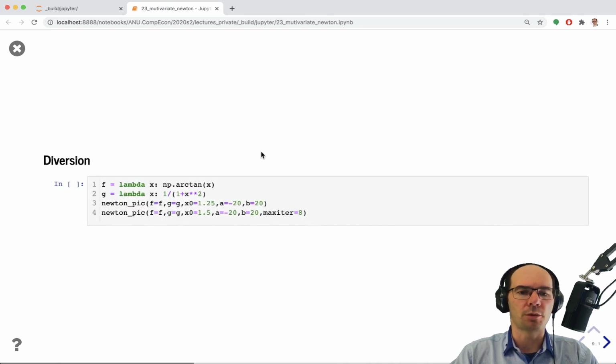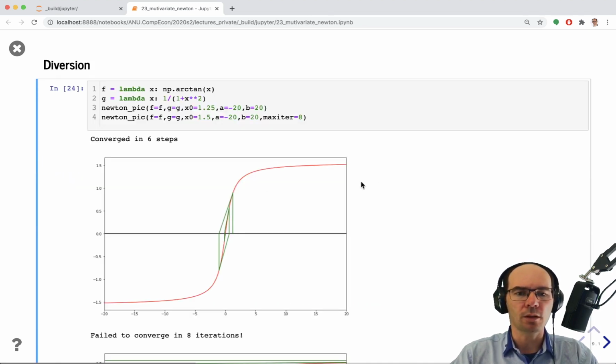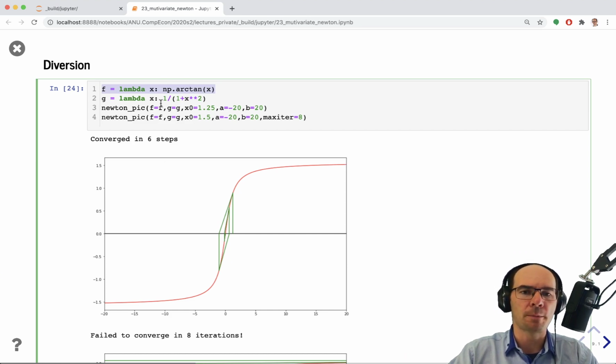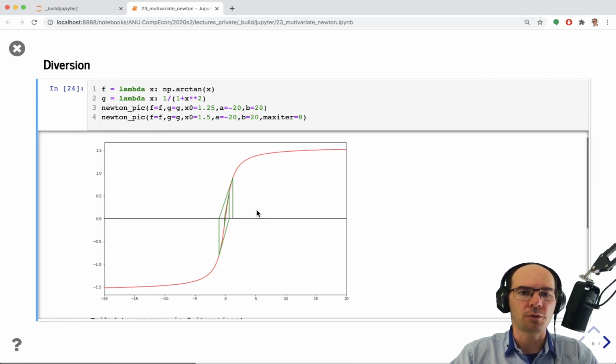All right, what about divergence? Well, this is a different case. Now we are solving for the single root of the arctangent function, which is drawn here in red. The derivative is well defined, and let's look at these two cases. In the first case, I've started it from 1.25, and as you can see, it nicely converged, jumping between positive and negative values, but still nicely converged to the root, which is 0.